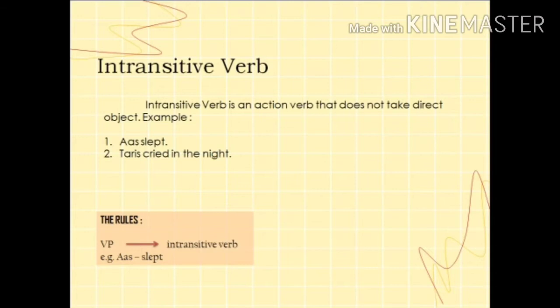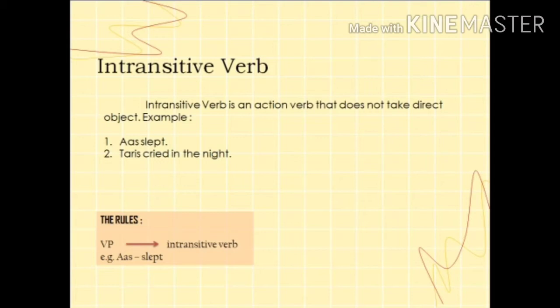Intransitive verb. Intransitive verb is an action verb that doesn't take the direct object. For example, Aa slept. In this sentence, this consists of subject and predicate. There is no object, which the subject is Aa and the verb is slept.